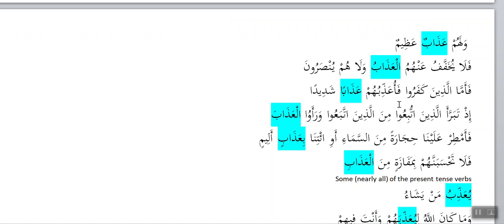فأما الذين كفروا فأعذبهم عذابا شديدا. عذابا is the object of the verb, so that's why it's عذابا, because it's the object of the verb.